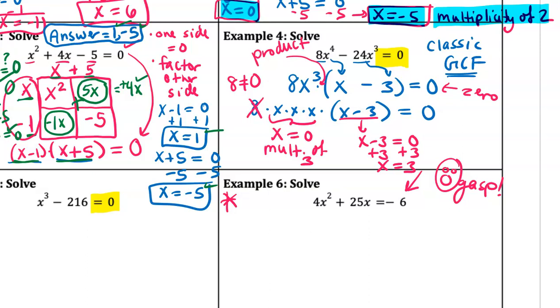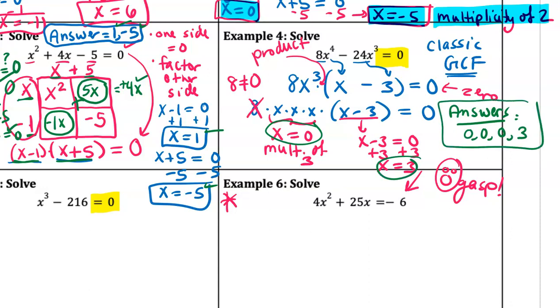So my answers to this one, I've got 0 3 times, and then I have 3 once. So 0, 0, 0, and 3.